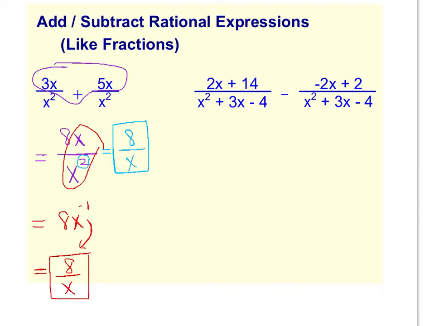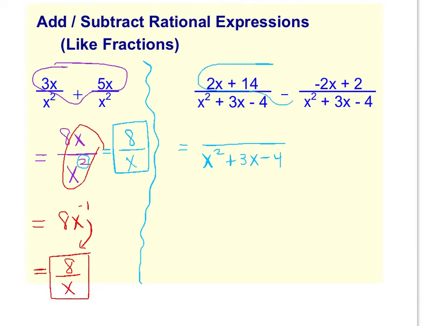Alright, so our next example looks like it might be a little bit more complicated, but that's alright. You see that we are subtracting fractions, so you want to make sure you have a common denominator. In this case, we do have the common denominator. So your denominator stays the same. We know that it will be x squared plus 3x minus 4. And we're going to go ahead and take the numerator 2x plus 14 and subtract a negative 2x plus 12.